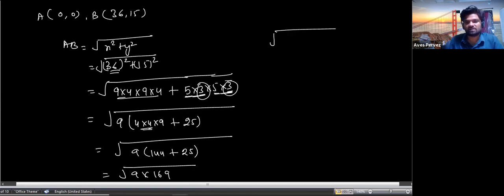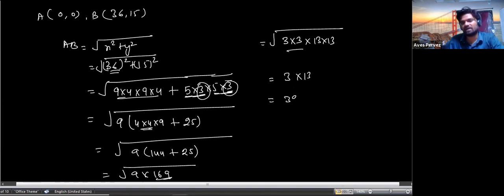Now these are in multiplication, and we can do the prime factorization of 9. No need to multiply here. We know that 9 is the square of 3, so we can write here 3 into 3. And we know that 169 is the square of 13, so you can write here 13 into 13. Okay, dear students, now take one pair of 3 as common from outside this root, and the 13 as common, and then we will get here 39.